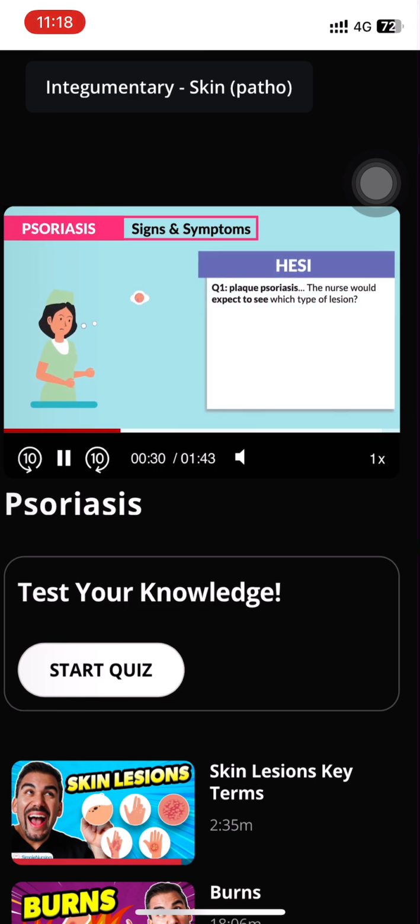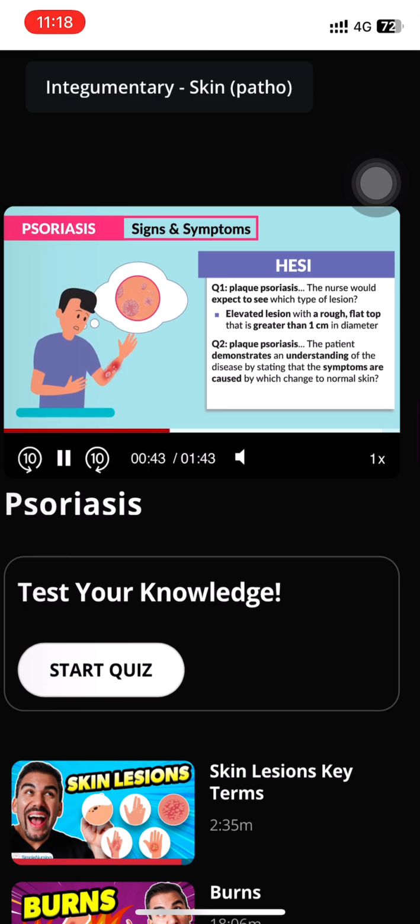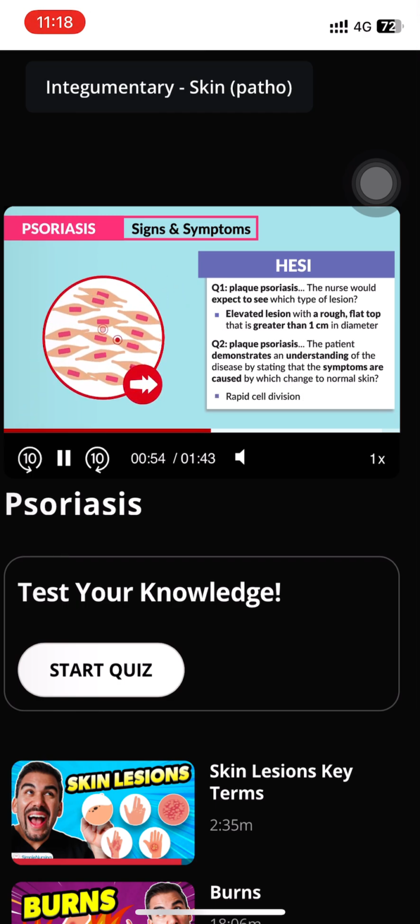So Hesse mentions plaque psoriasis. The nurse would expect to see which type of lesion? Elevated lesion with rough, flat top that is greater than 1 centimeter in diameter. And a second question, plaque psoriasis. The patient demonstrates an understanding of the disease by stating that the symptoms are caused by which change in normal skin? Rapid cell division.